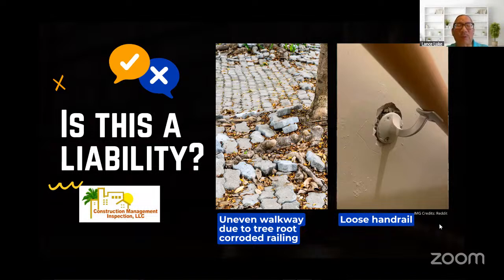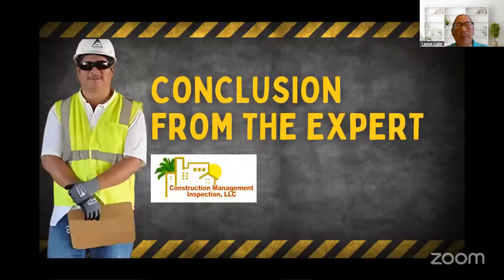If you have a corroded railing, should the railing be corroded? No. When you buy a new railing, it doesn't come corroded. So if it got corroded over time, you need to pay attention and fix it. Conclusion from the expert: get all these things repaired, get it fixed, and do your proper inspections.